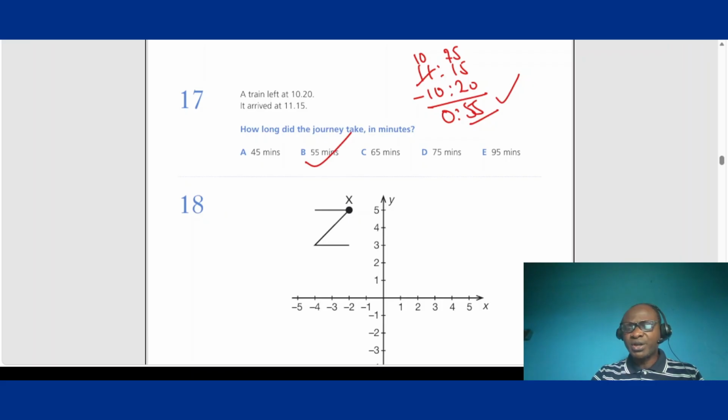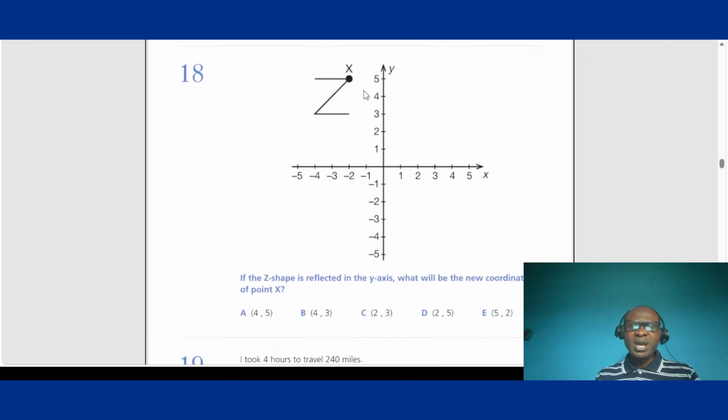We go to question number 18. Given the diagram, and you say, if the Z shape is reflected in the y-axis, what will be the new coordinates of point X? Okay, look at point X. What we are going to do is to know the coordinate first. So the coordinate is X is -2 and Y is 5. So it is like this. X comma Y is given as -2 comma 5.